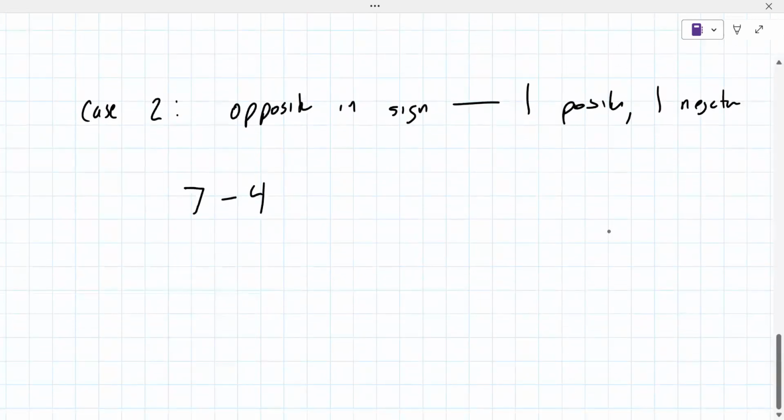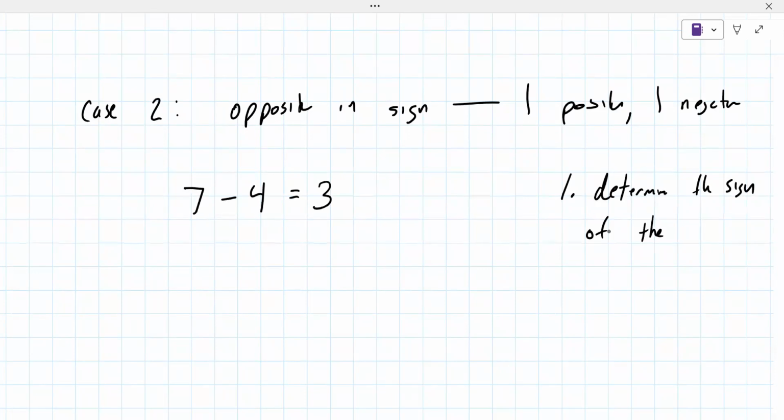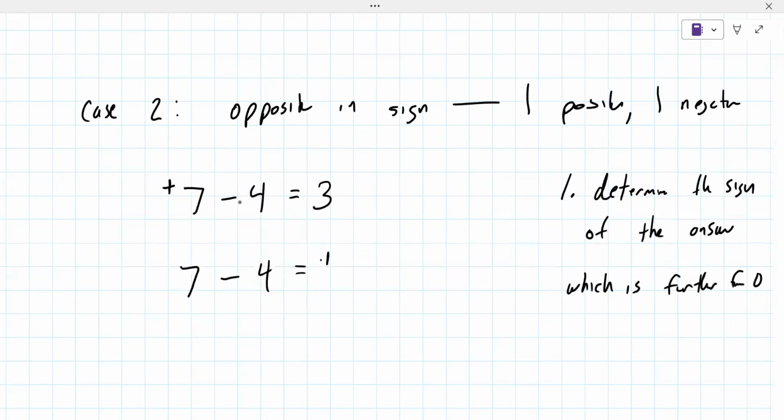Like, what is 7 minus 4? And you already know the answer. 3. Okay. Now, what is the algorithm? What is the recipe, the steps? Well, the first thing is you actually have to determine the sign of the answer. How do I do that? You have to determine which is further from 0. It's +7 and -4. Which is further from 0? +7. So we know the answer is positive.